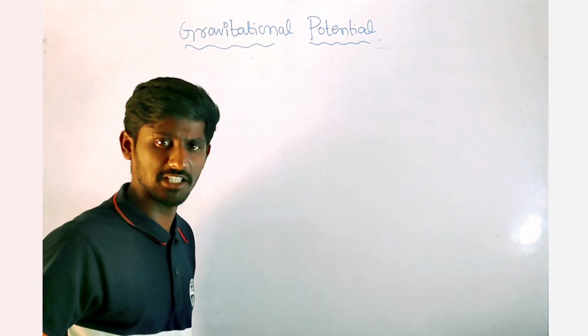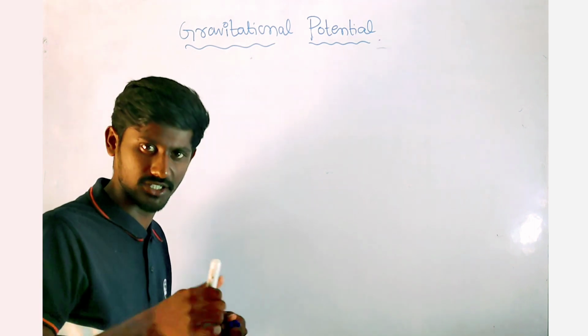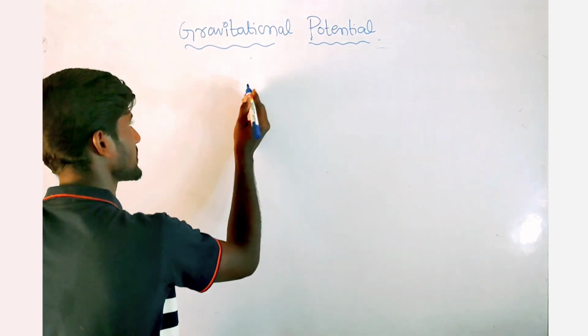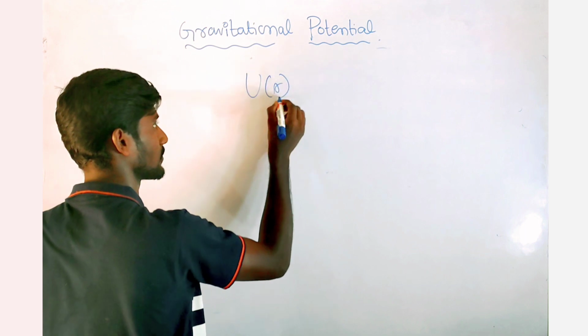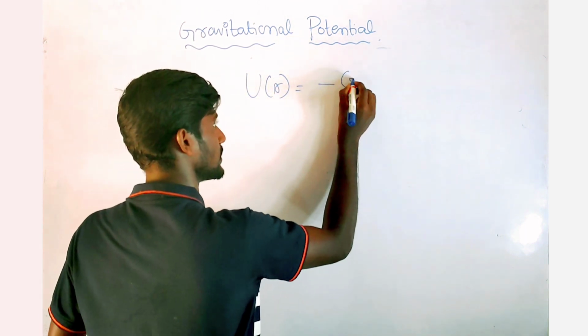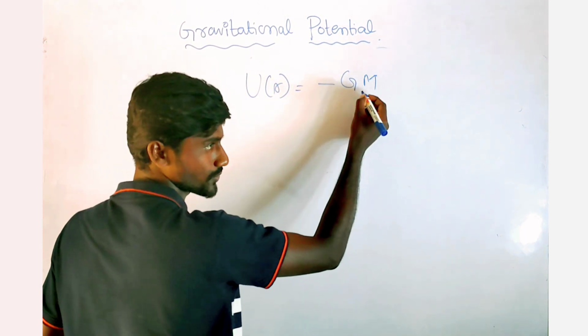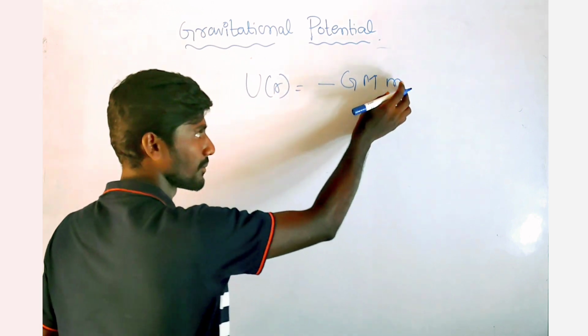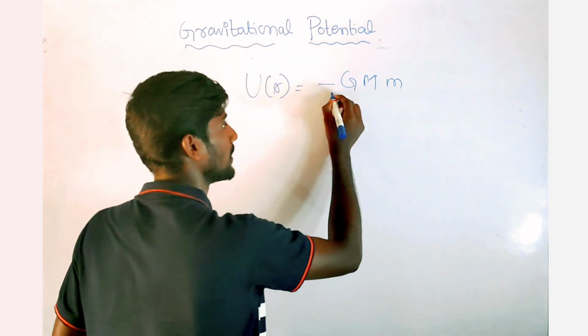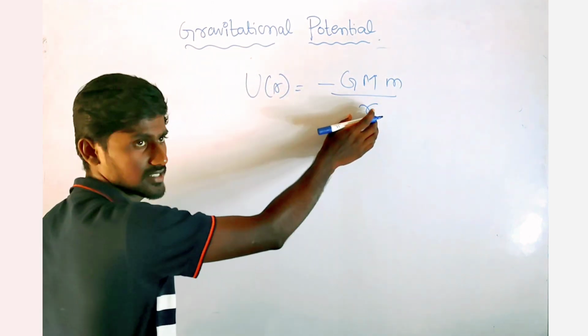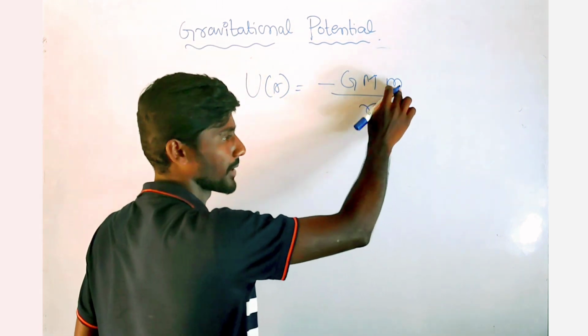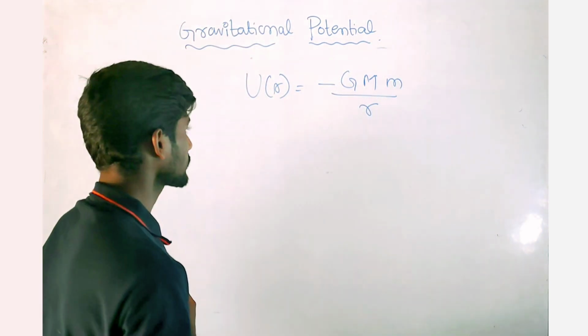We have derived an expression for the gravitational potential energy, right? So gravitational potential energy is minus G capital M, the source mass, small m, the mass which we have displaced, by R. This is the distance between this capital mass and small mass, right?